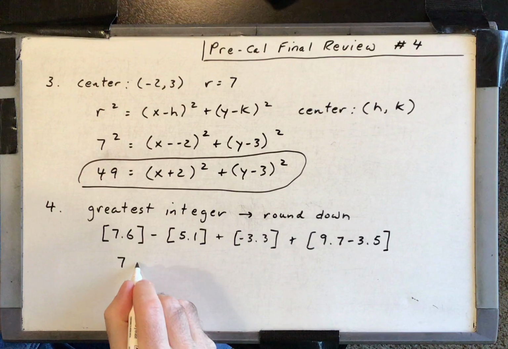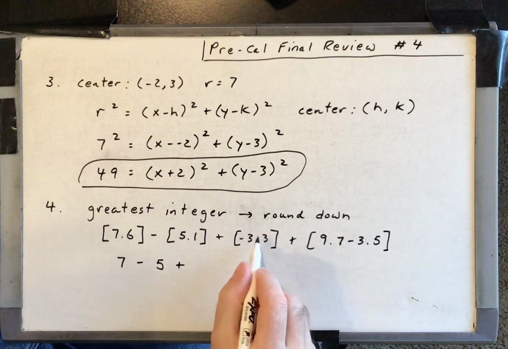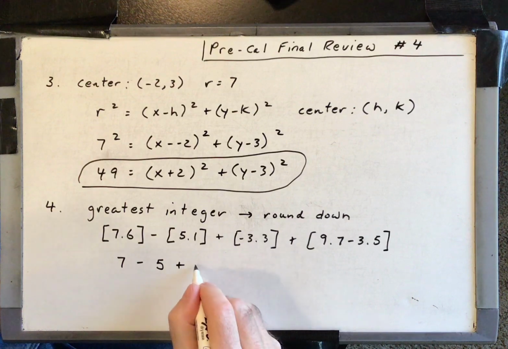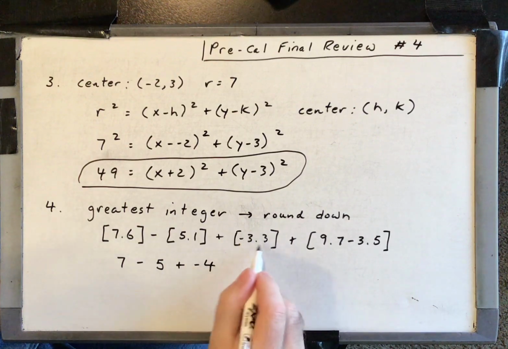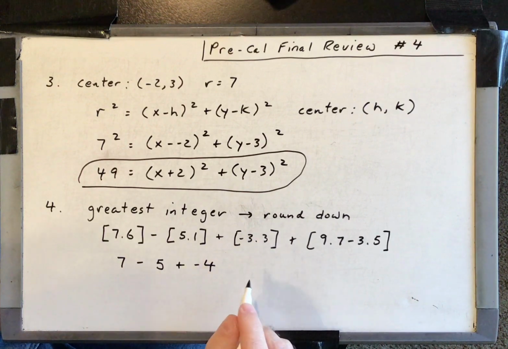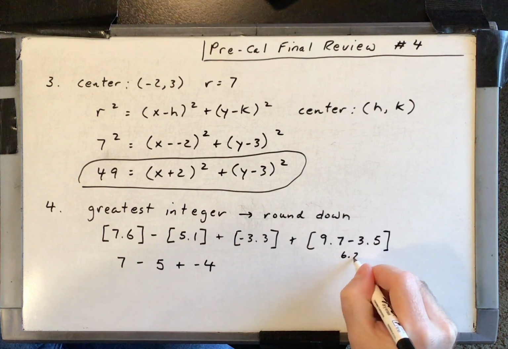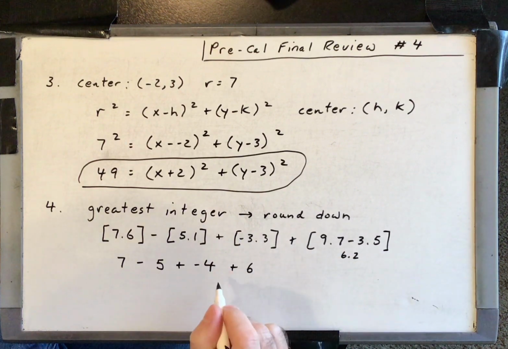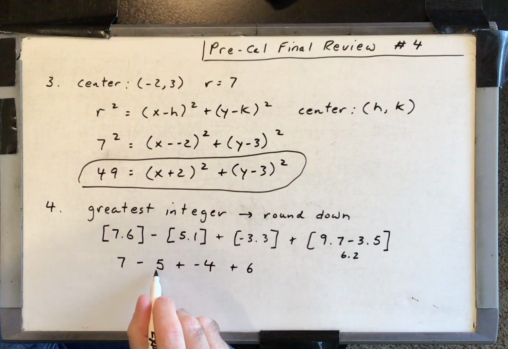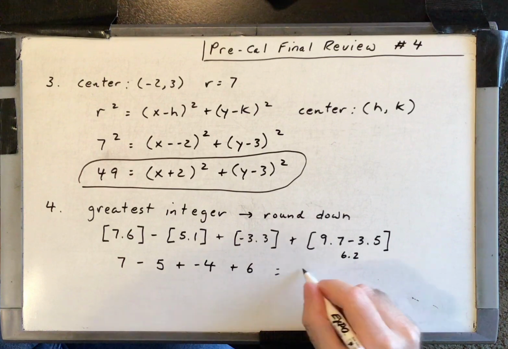So if we do that, it'd be 7 minus 5. Be careful when it's negative. That rounds down to negative 4. Okay, don't round that to negative 3. Round it further to the left, or negative 4. And the 9.7 minus 3.5, that's 6.2. So that would round down to 6. So 7 minus 5 is 2, plus negative 4 would be negative 2, plus 6 is 4.